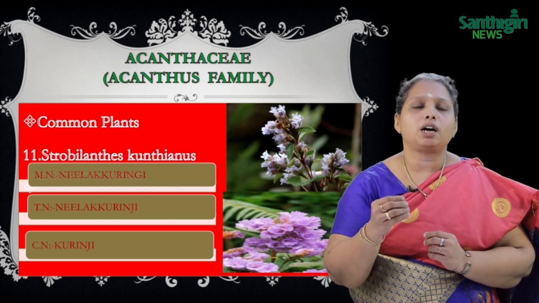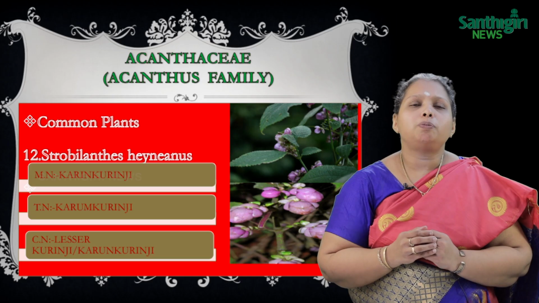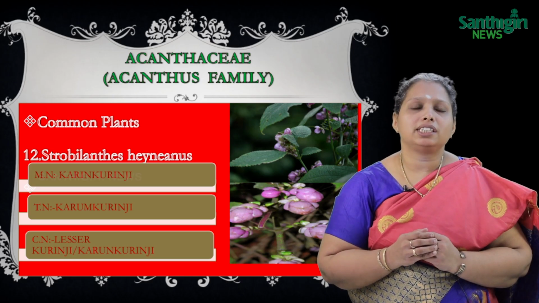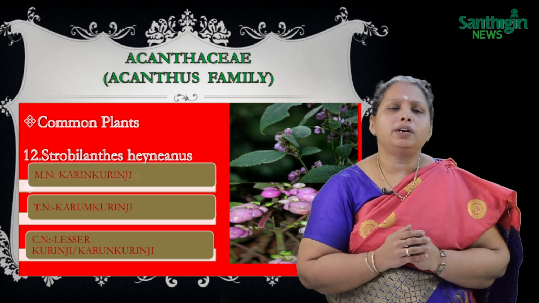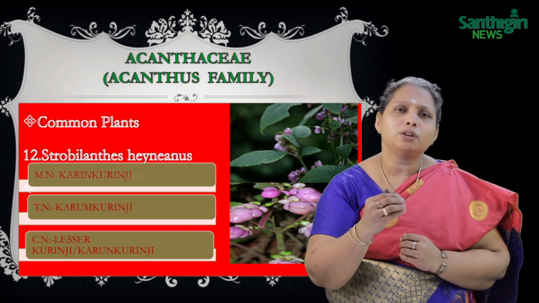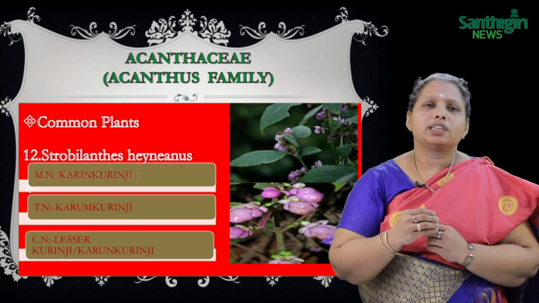Neelakurinji is the Tamil name, and Neelakurinji is the common name. Next is Strobilanthes heyneanus, that is Karin Kurinji in Malayalam. Karim Kurinji is the Tamil name. The common name is Lesser Kurinji or Kurinji or Karin Kurinji.